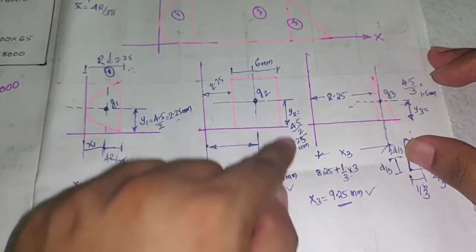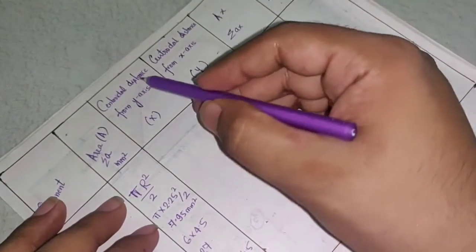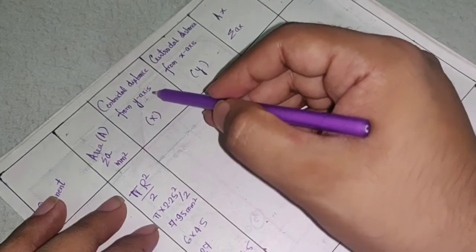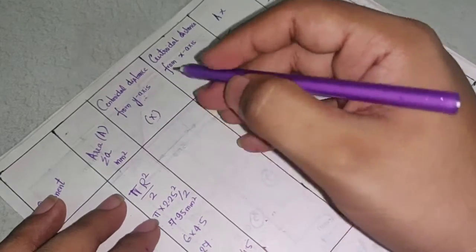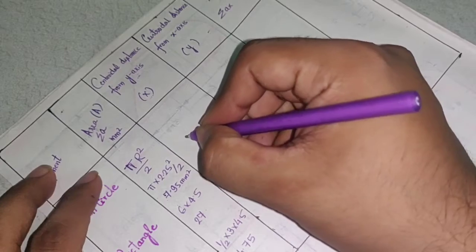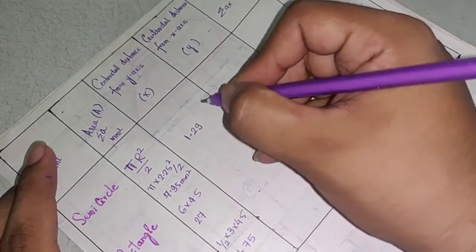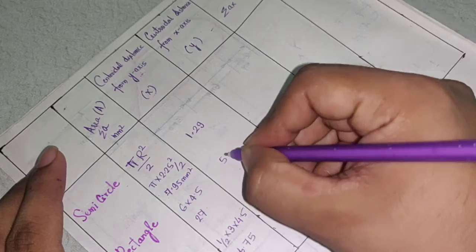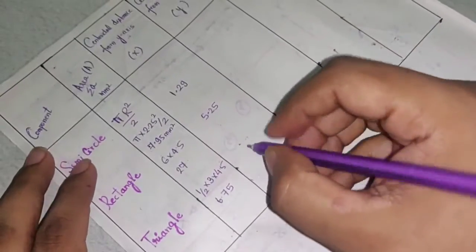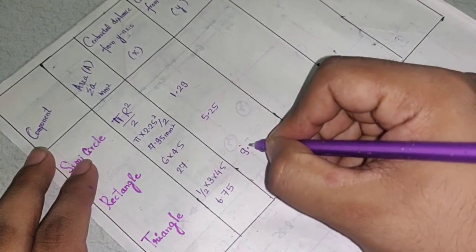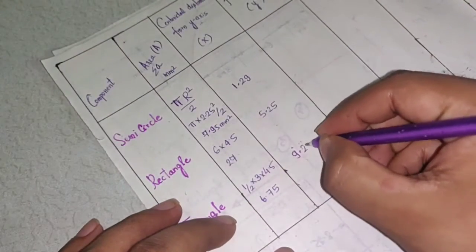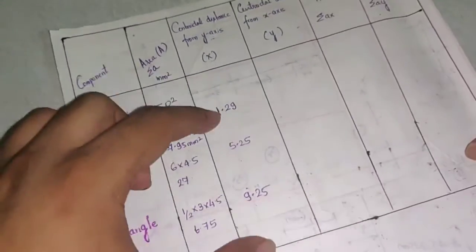X distance is with respect to what? Y axis, right? So that is the reason why I have written here centroidal distance from y axis. So this y stands for the y reference axis. So that distance is x. So write the values of x1, x2 and x3. So semicircle is 1.29, rectangle is 5.25 and triangle is 9.25. So this is x distance.